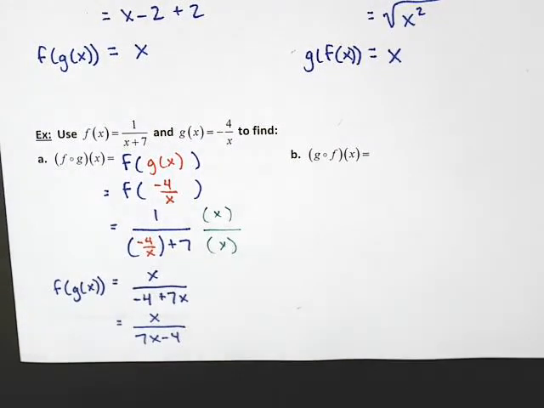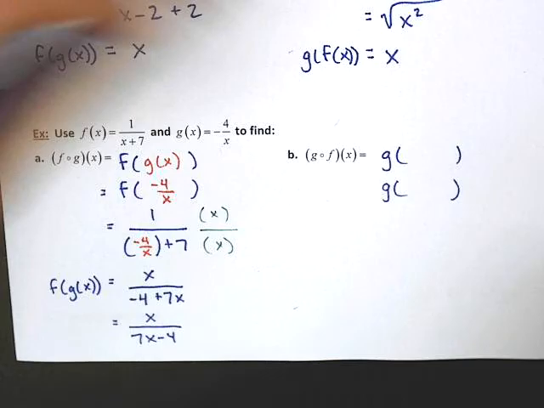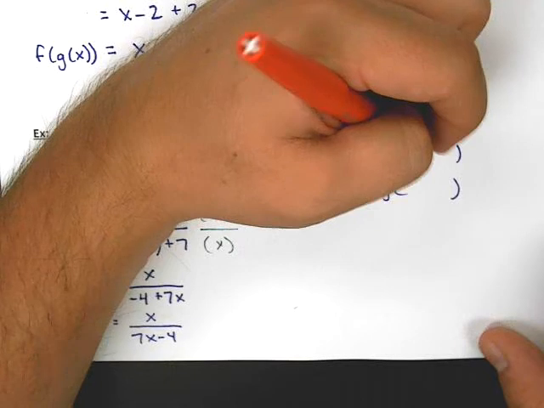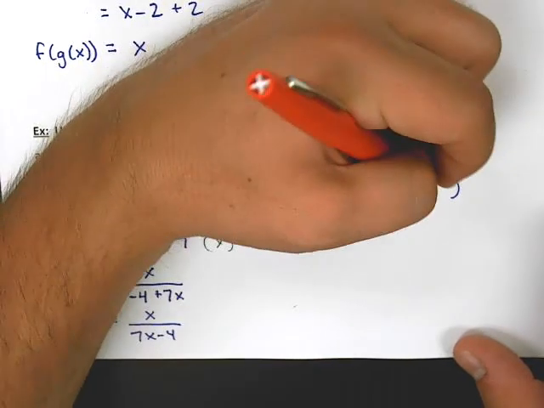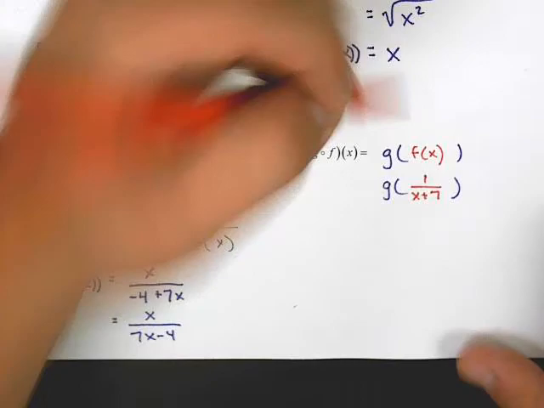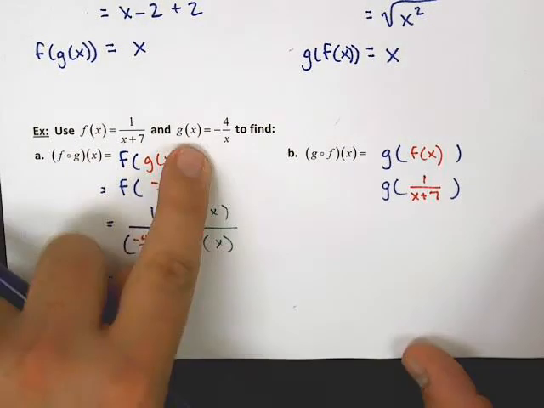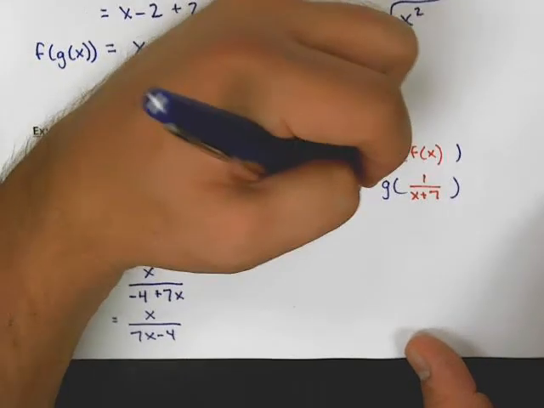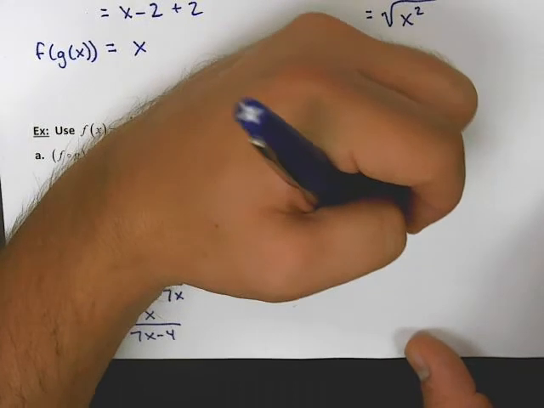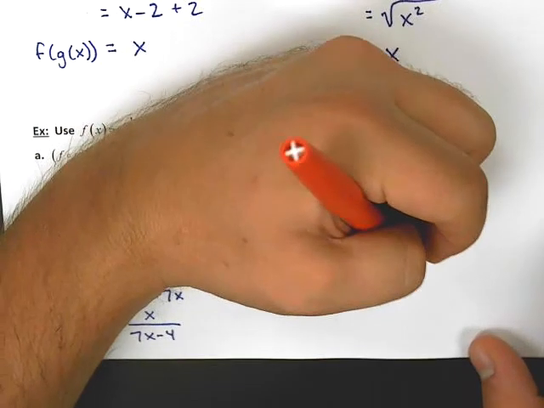Okay? All right, how about on this next one? Now it's g of f of x. All right, our f function is 1 over x plus 7. So that is our input for the g function. Our g function states negative 4 over input, negative 4 over whatever our input is. So 1 over x plus 7.